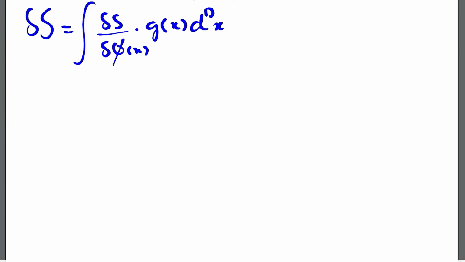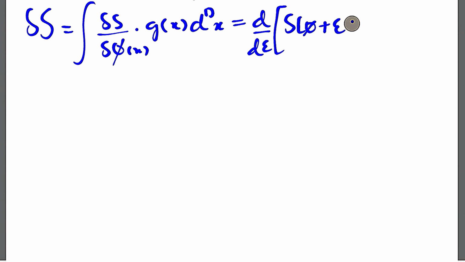That is how we define the variation in action, and that should be equal to the differential form as well, that is d by de of the action, with the field varied to phi plus e g. We'll do that, and all of it at e equals 0.